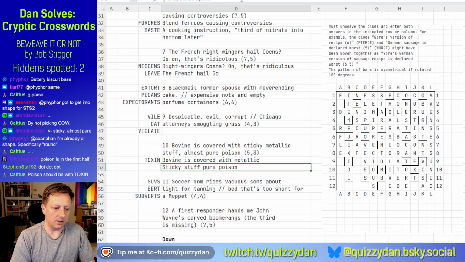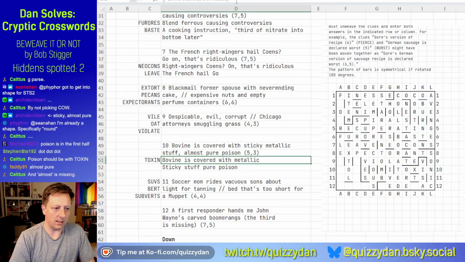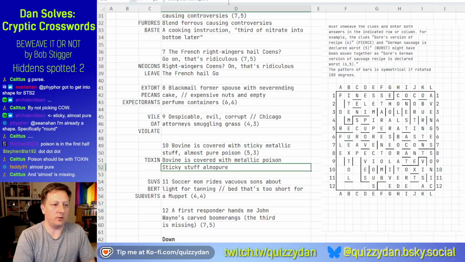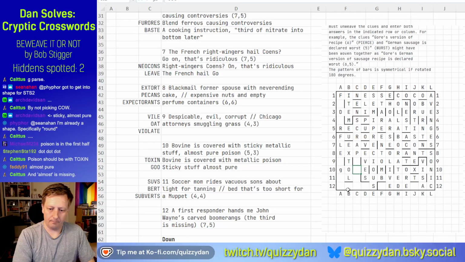Yeah, and I don't know why I've put poison there. Bovine is covered with metallic poison. Oh, and I've missed almost. Almost pure. Almost. And so it's going to be good minus its last letter for goo. Good becomes goo.